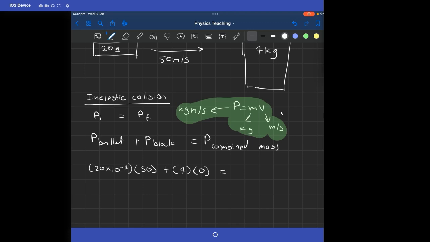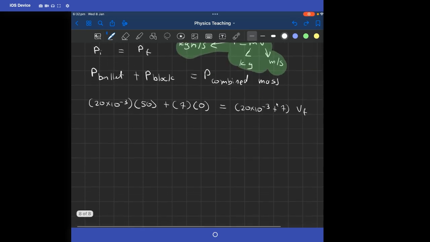So the combined mass is going to be 20 times 10 to the power of minus 3 plus 7. And the velocity of the combined mass is what we're trying to find. We put VF and we're solving for VF, okay? So now what we're going to do, we're going to rearrange this equation. VF is going to equal 20 times 10 to the power of minus 3 times 50. This just cancels to 0, so forget about it.